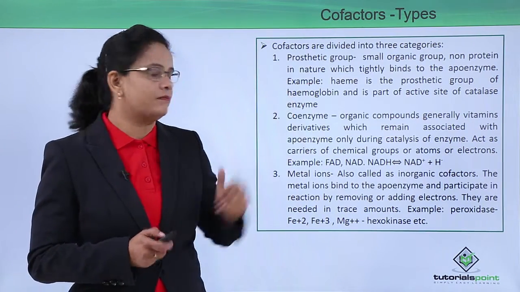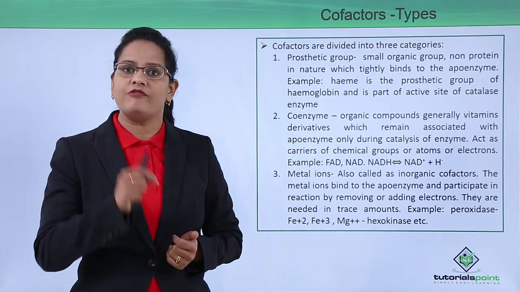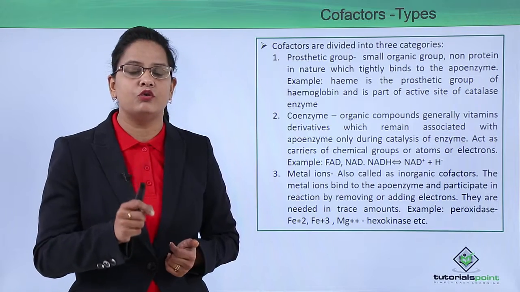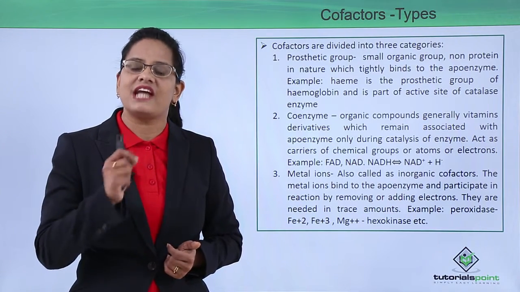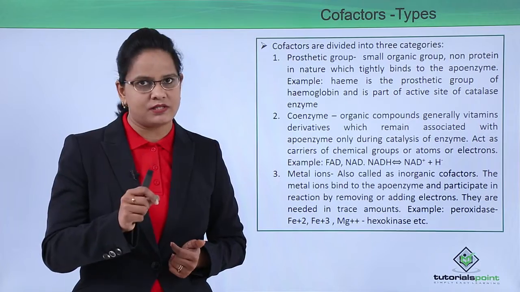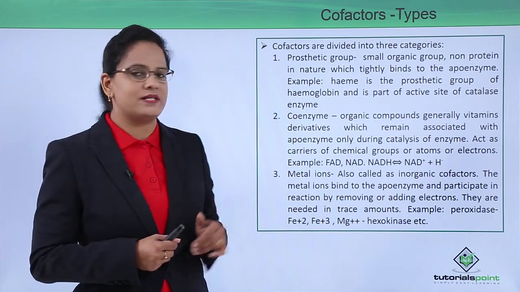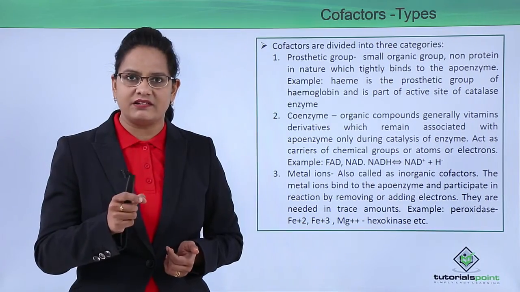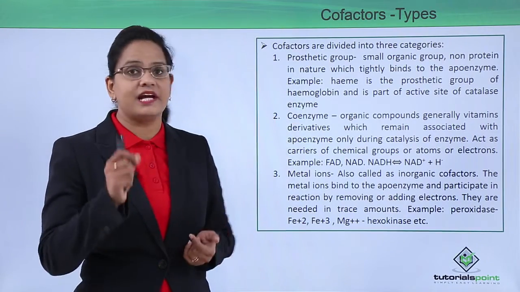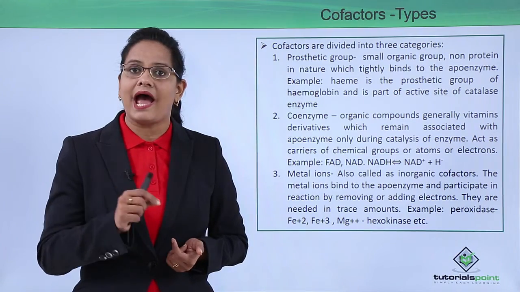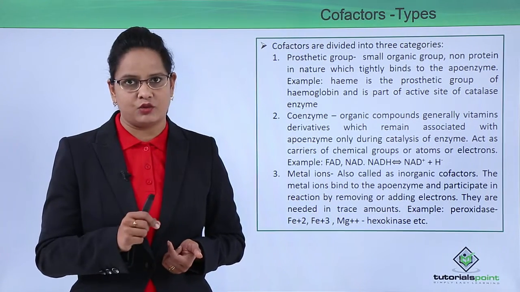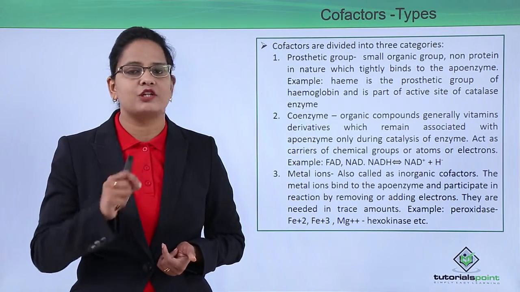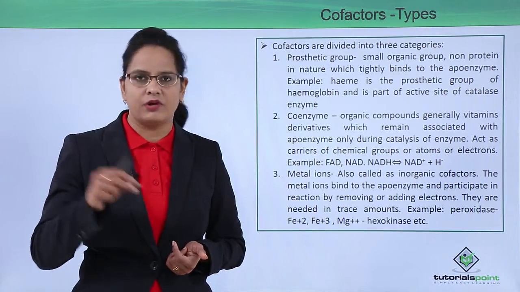The example is heme. Heme is the prosthetic group of hemoglobin. We know that. But it is also a very important prosthetic group of the enzyme catalase, which catalyzes the breakdown of peroxide. Right? Next is coenzyme. Now, a coenzyme is an organic compound. Again, it is a little bigger in size, but here they are generally vitamin derivatives and they are loosely attached to the enzyme. So, they function only when the catalysis is actually happening and are later removed.